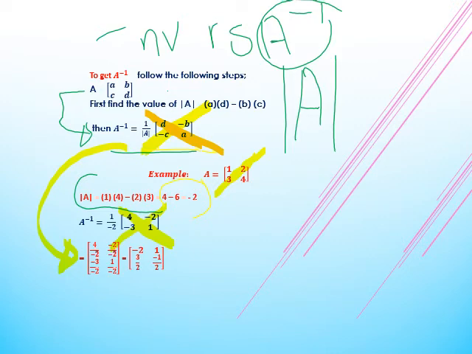Now we are ready for the scalar multiplication, by multiplying 1 over -2 by every number in the square matrix. So 1 over -2 times 4 equals 4 over -2, and likewise 1 over -2 times -2, times -3, and times 1. So the A inverse will be in this form. Take care, it's a very important topic in our matrices exam.